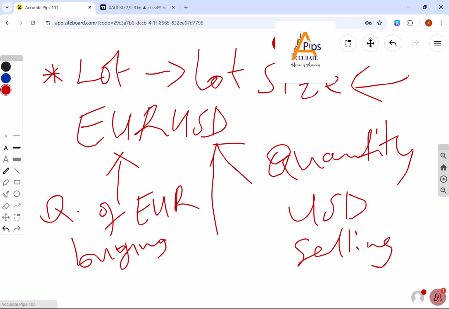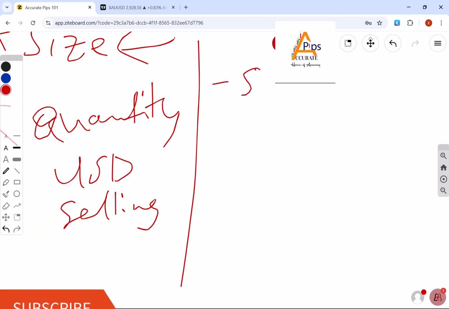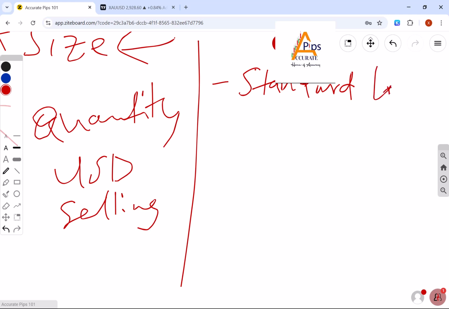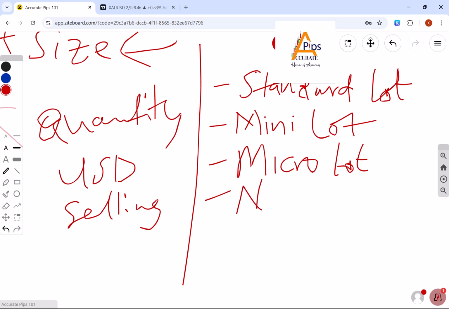Now let's look at the different types of lot sizes that we have. We have four main types of lot size. The first one is the standard lot. Then the second one is the mini lot. Then we have the micro lot, and we have the nano lot. All right.